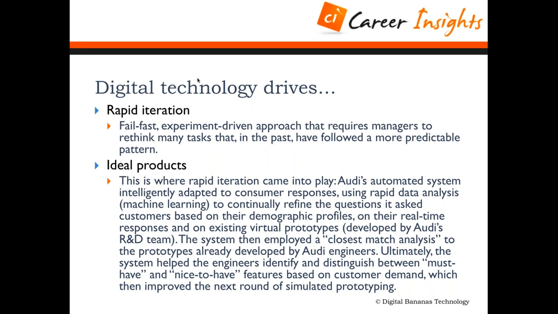Audi had an automated system that intelligently adapted to consumer response using rapid data analysis. That's machine learning. Some of you will have heard about machine learning. It continually refined the questions it asked customers based on their demographic profile. So basically, when it asks a question, it will learn from the answer and ask another question. And it was able to do that in real time. Based on the questions, they were able to create a prototype and launch a product that customers actually wanted, which enabled them to sell out because they already found out what customers wanted.